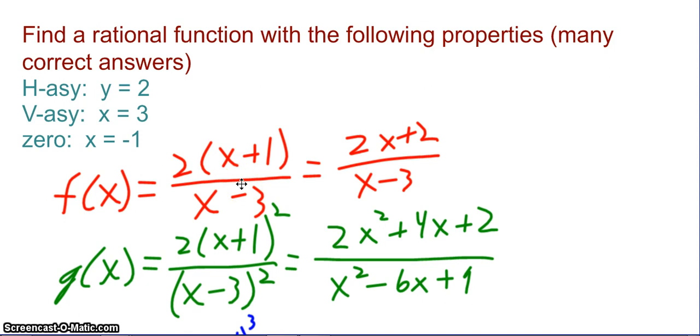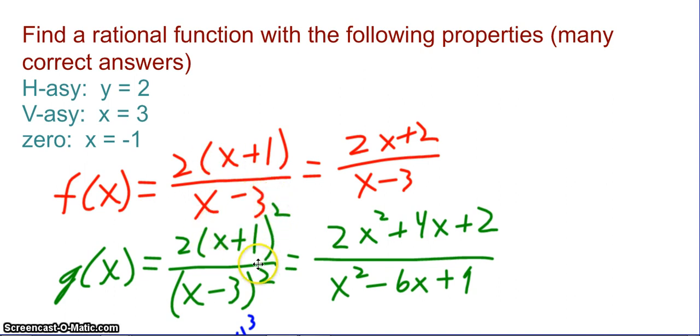And I have a horizontal asymptote of y equals 2 because the degree of the numerator is 1 and the degree of the denominator is 1, so they have the same degree, so then I do the ratio of the leading coefficients.